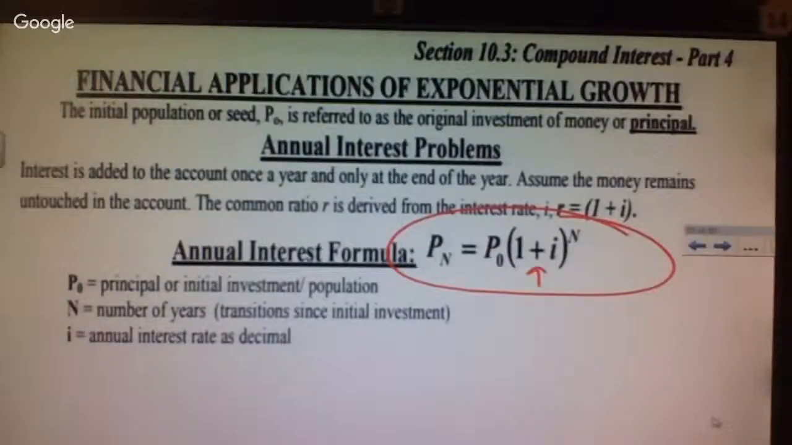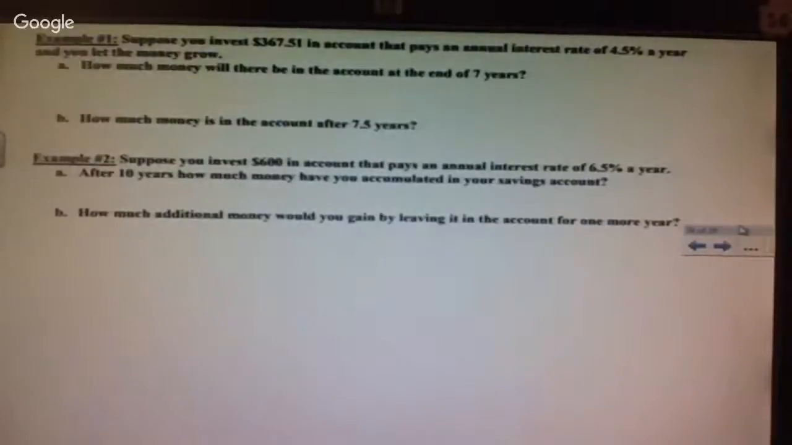Okay? Your P sub 0 is still, how much money am I putting into that account? Your I, what's your interest rate? Is it 6%? Is it 72%? What are you getting? And N is how many years? Okay, are you letting it in the account for 6 years, in the account for 17 years? How long are you going to leave it? Okay, so let's move on to some problems.